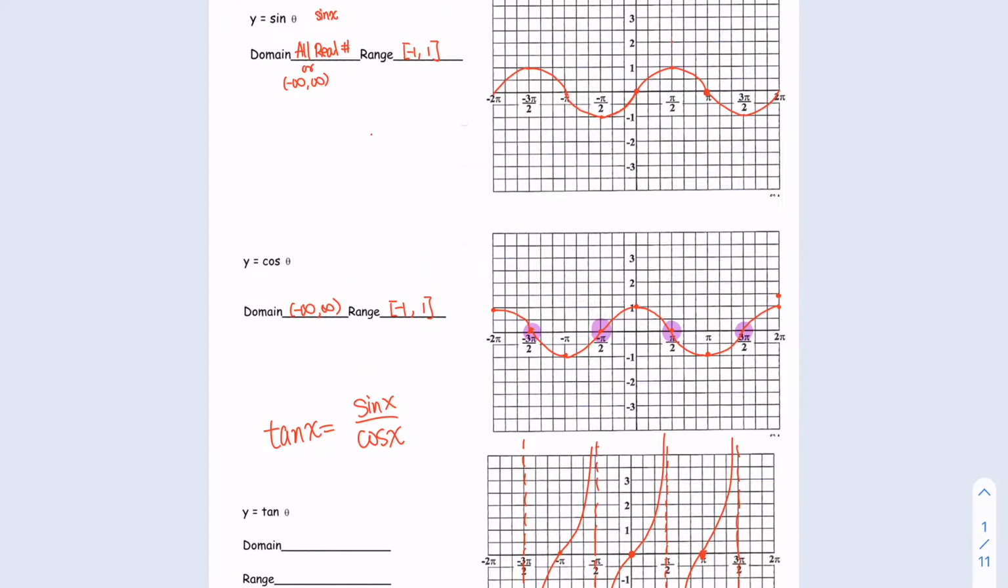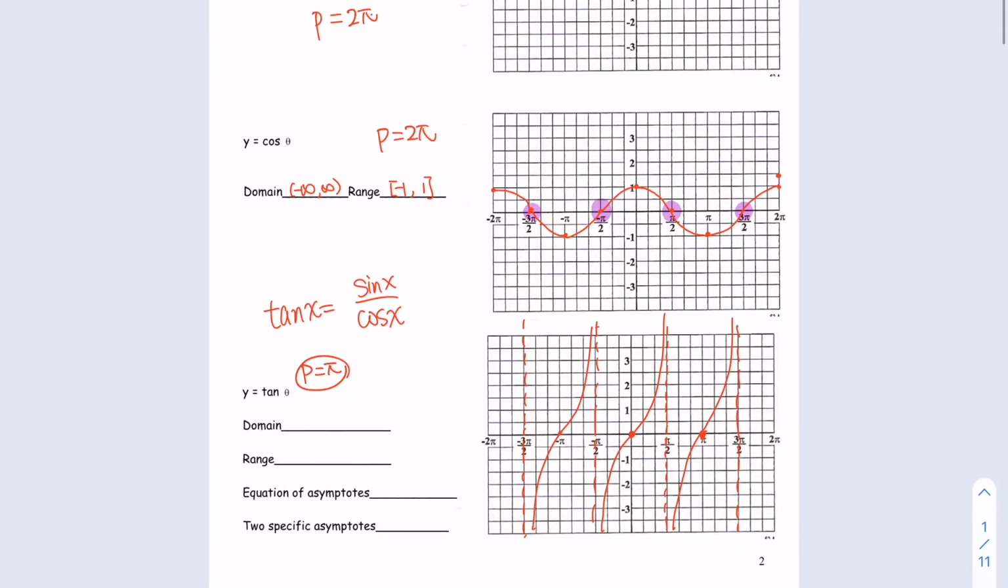And from here, the period for sine of theta equals 2 pi. The period for cosine is also 2 pi. However, the period for tangent equals pi. The period means it will repeat. After pi, it will repeat the same picture. So let's have a look at the domain.